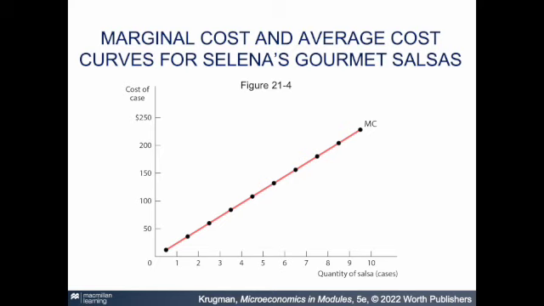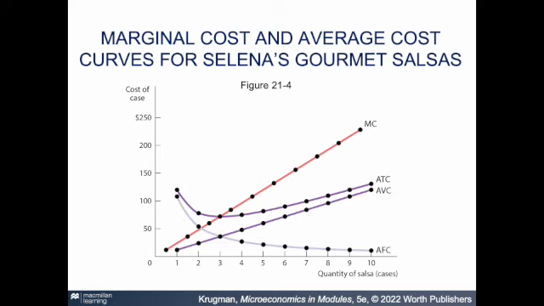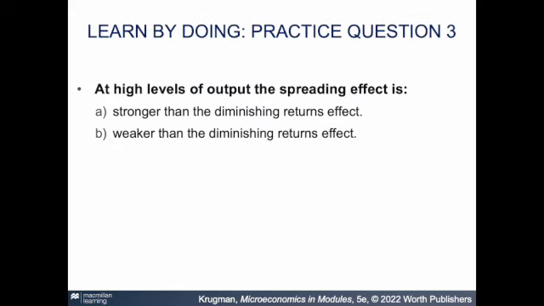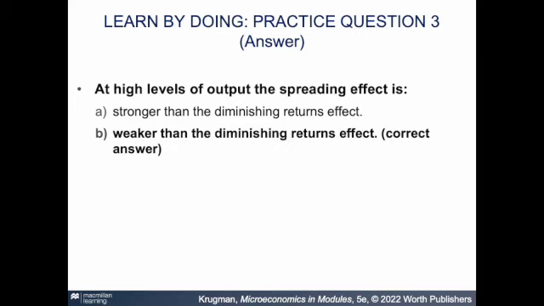Learn by doing. Practice question 3. At high levels of output, the spreading effect is A. Stronger than the diminishing returns effect, or B. Weaker than the diminishing returns effect. B. Weaker than the diminishing returns effect. Correct answer.